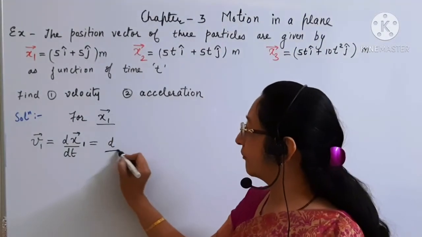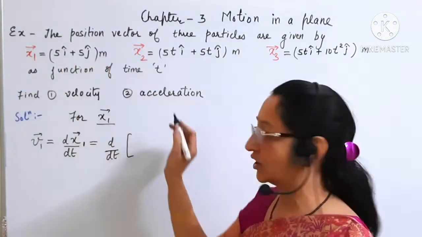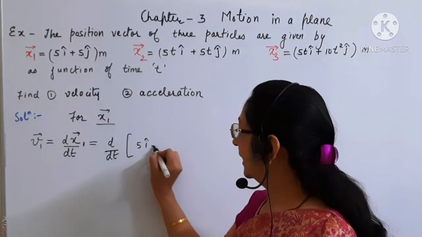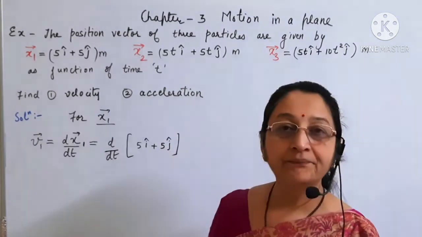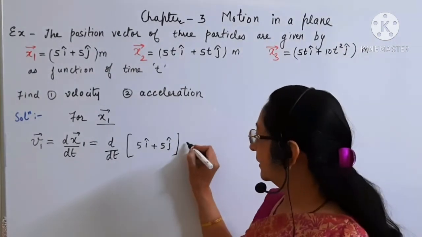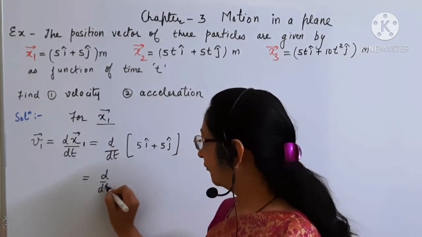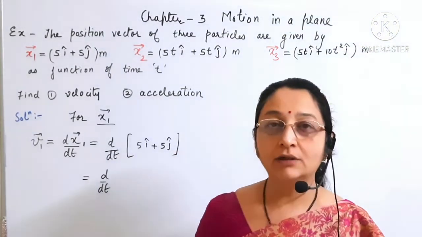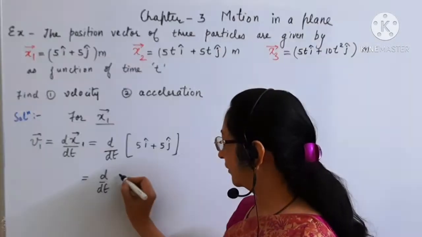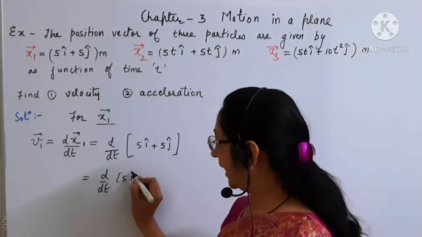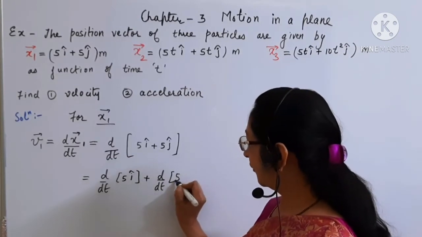d by dt of what is x1? x1 is 5i plus 5j. So we get d by dt of 5i plus 5j. Now this has two terms: one is the term for i and another is the term for j. So d by dt of 5i plus d by dt of 5j.